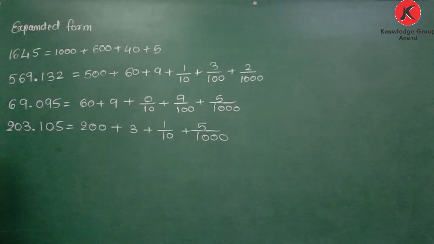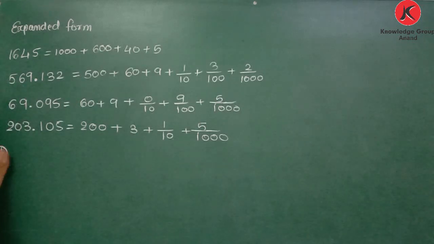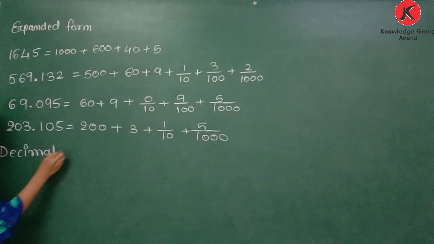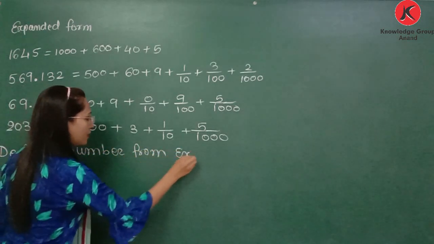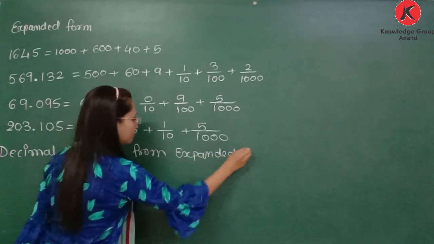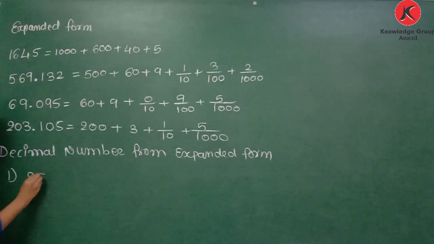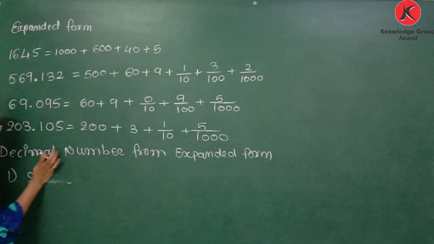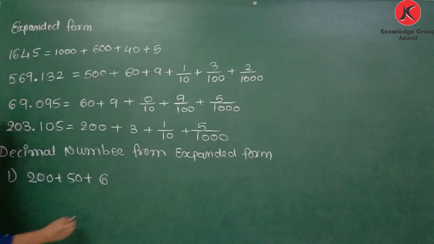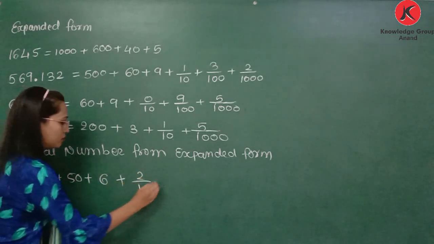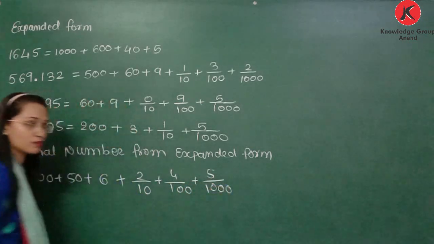Okay. Now if the expanded form is given and you need to write the decimal number from the expanded form, how can we write it? If we take one example, let's say 200 plus 50 plus 6 plus 2 by 10 plus 4 by 100 plus 5 by 1000. So how can we write the decimal number for this?